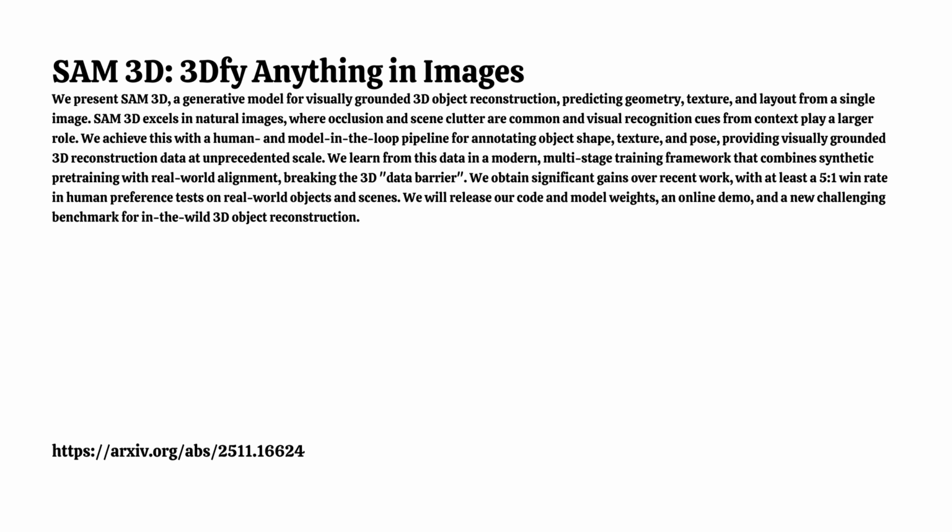The first step is that a human annotator looks at a real photo and just masks out an object they want to reconstruct. Okay, so they pick the target, then the model gets to work. Then the model generates a bunch of different 3D candidates, let's say 8 of them.